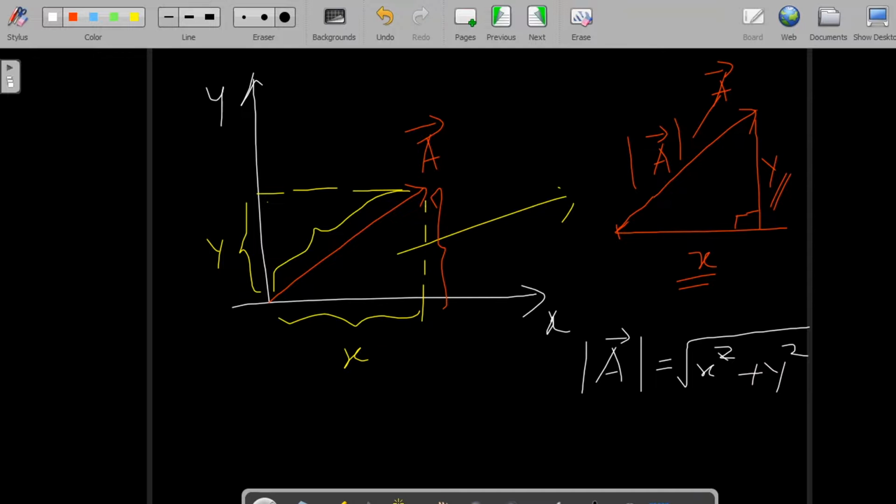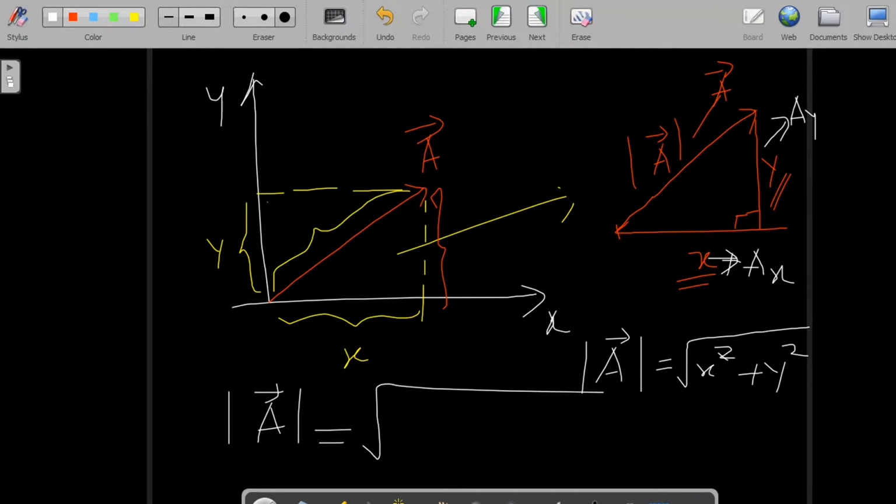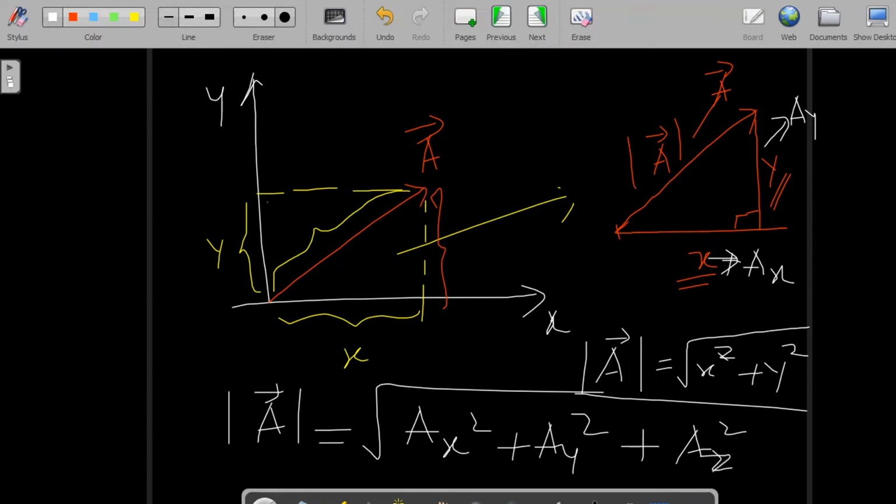So this x is nothing but the same as ax in this case, and y is nothing but the same as ay in this case. So the A vector magnitude can be easily written as square root of ax square plus ay square. Agree? Now if this is in 3 dimension, you can extend this for az square also. That's it. So that's why the magnitude of a vector is square root of ax square plus ay square plus az square in 3 dimension. So now you know how to calculate the magnitude of a vector.